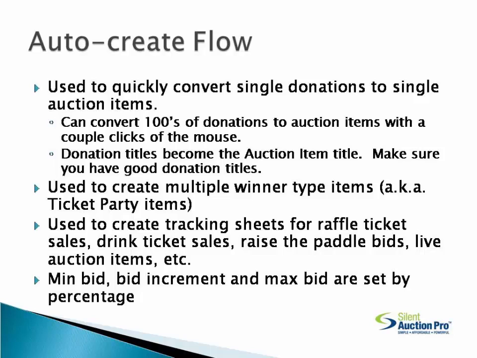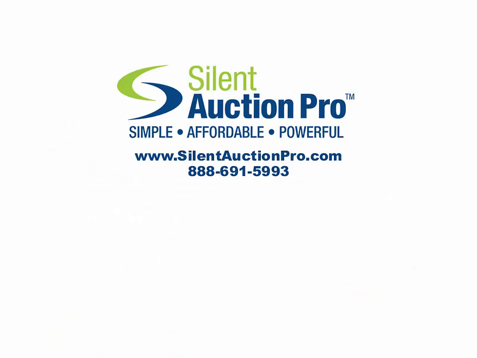It's also used to create tracking sheets for raffle ticket sales, drink ticket sales, raise the paddle bids, live auction items, etc. And finally, in Auto Create, the min bid, bid increment, and max bid are set by percentage instead of a specific value. This concludes the best practices section of creating auction items in Silent Auction Pro.